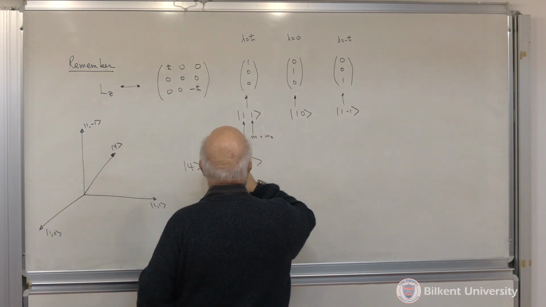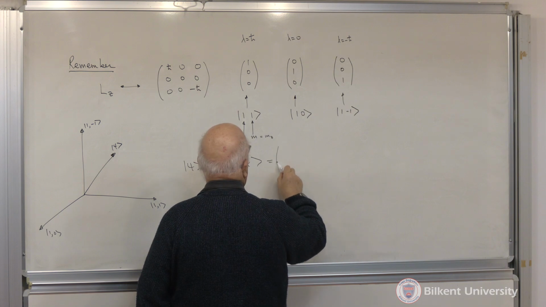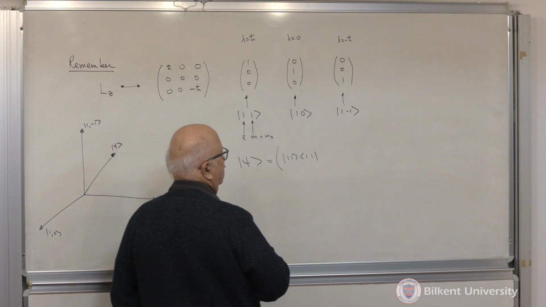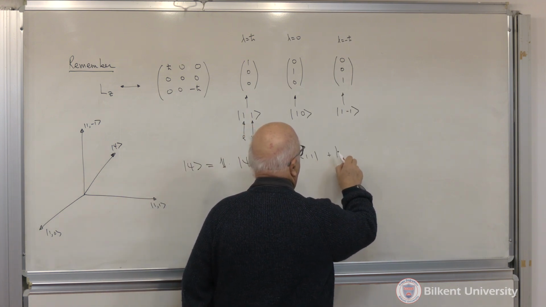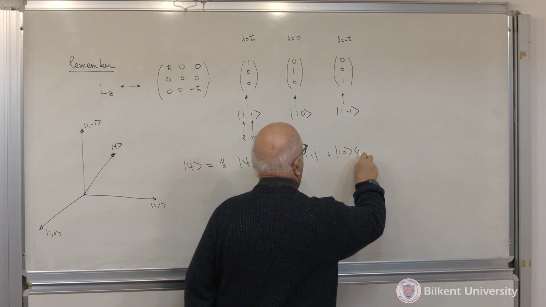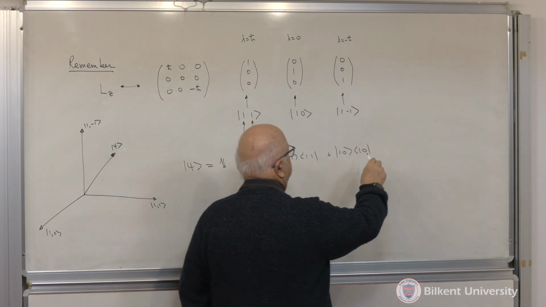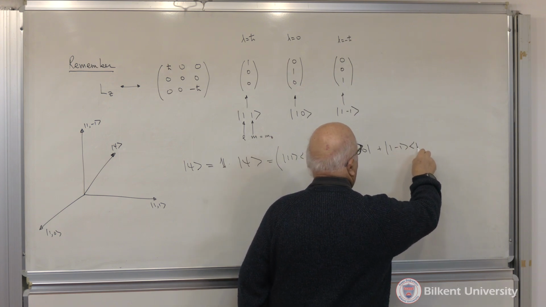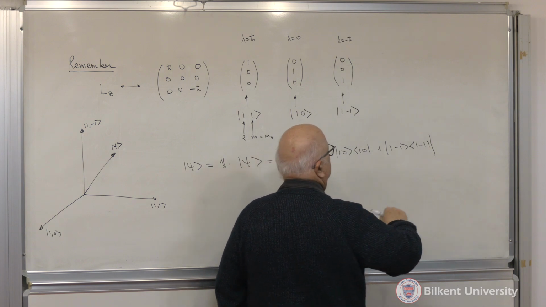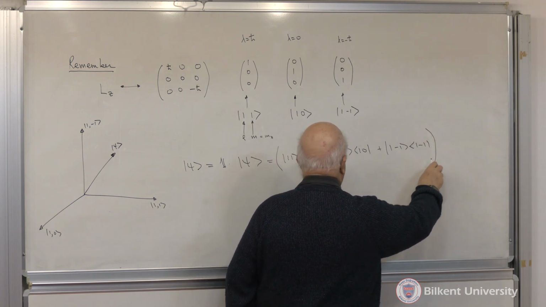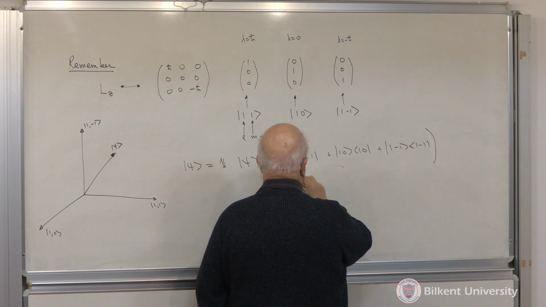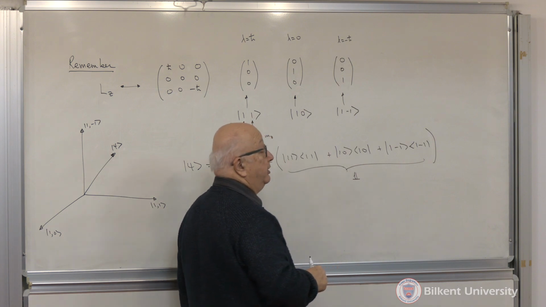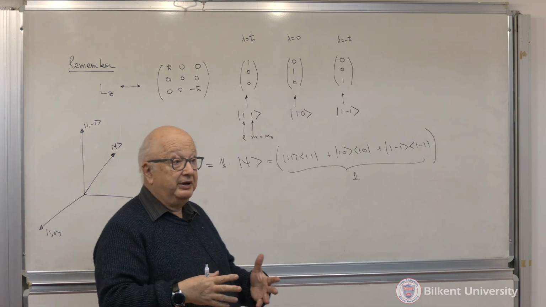Identity in this case is made up of these states. So it's going to be |1,1⟩⟨1,1| plus |1,0⟩⟨1,0| plus |1,−1⟩⟨1,−1|, right? So that's my identity. This whole thing is my identity operator. So this is just like the unit vector stuff that we discussed earlier.